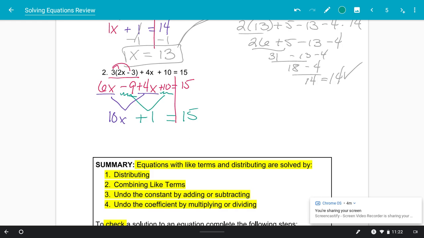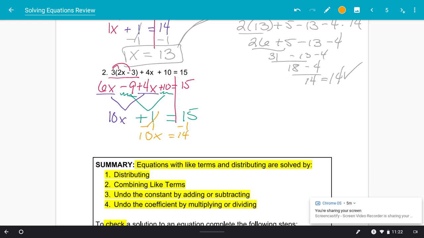So now I'm ready to start solving. So that was all just to simplify that left-hand side. Now I'm ready to solve. So in solving, I look at what's happening. I have 10x plus 1 is equal to 15. And so I'm going to work backwards. I'm going to undo that plus 1 by subtracting 1 on both sides. And I get 10x is equal to 14.